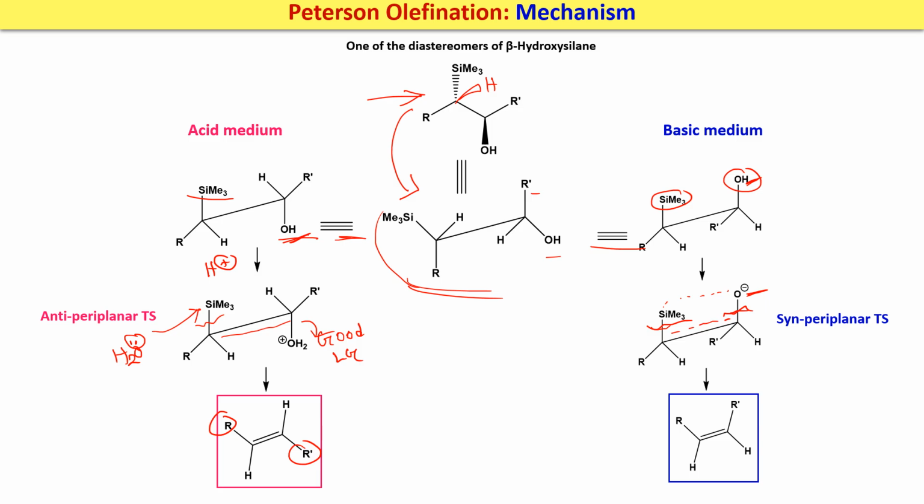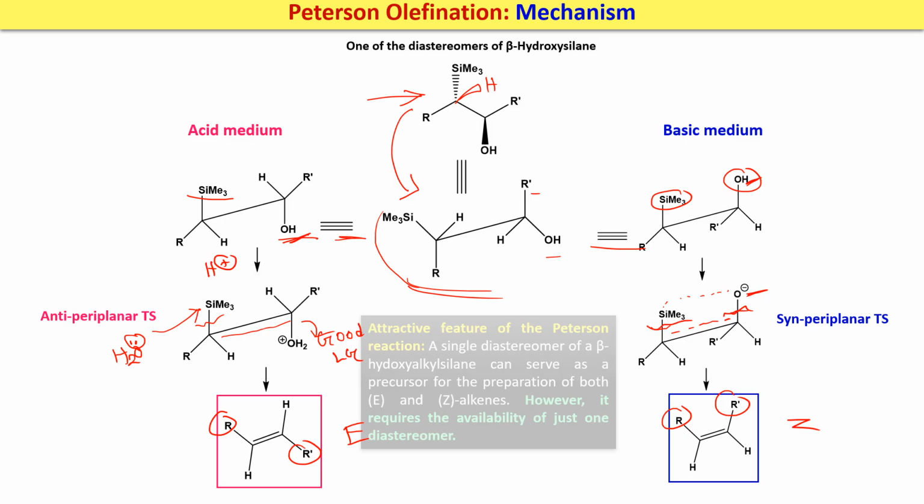So there are two different types of transition state for acidic medium and basic medium, and that is why we are getting different results. Here both groups are on the same side, so this is Z and this is E. Now you can do the same thing. I also suggest you do the mechanism for the other diastereomer, so that by following the same mechanism you can understand that for the other diastereomer, acidic medium and basic medium will give you the reverse result. Okay, so please do that.